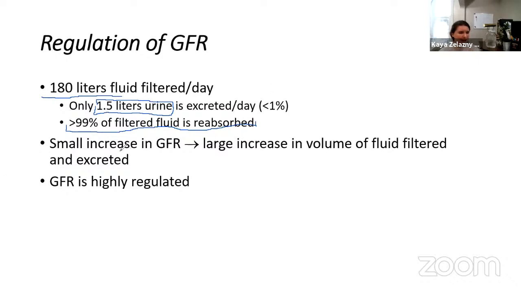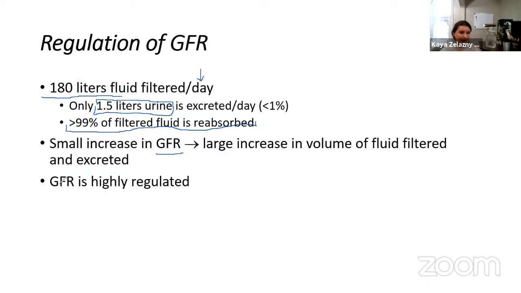It's actually true that a very small increase in the glomerular filtration rate would lead to a really large increase in the volume of fluid being filtered out and excreted. That's because that 125 was per minute. So if 125 per minute goes up at all, you have to multiply it out by a lot of minutes in a day. So you wouldn't need a big increase in GFR to get to a really crazy number of liters of fluid per day.